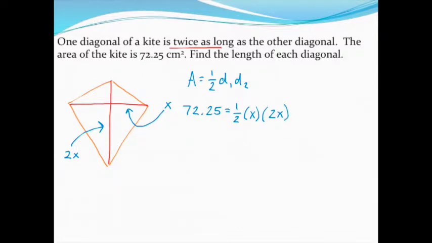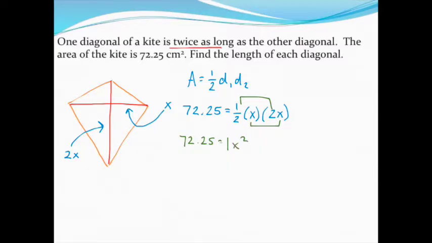Okay, let's simplify some things in here. Because on the right side of the equation everything's being multiplied together, I can multiply stuff in any order. So what I would recommend you do is just multiply the numbers together first. So 1/2 times 2 is just 1. And then I can multiply the x's together. x times x is x squared. So that's what I want to be working with.